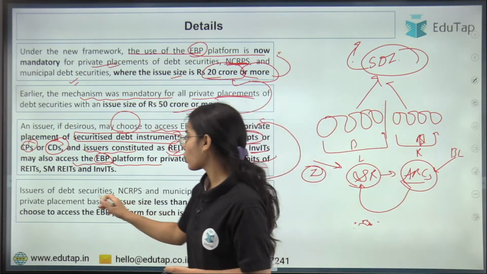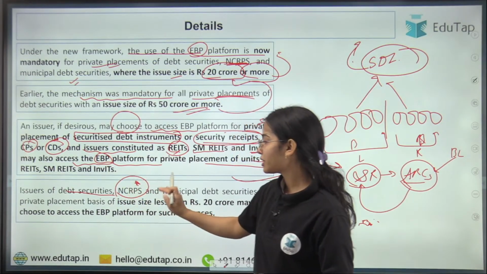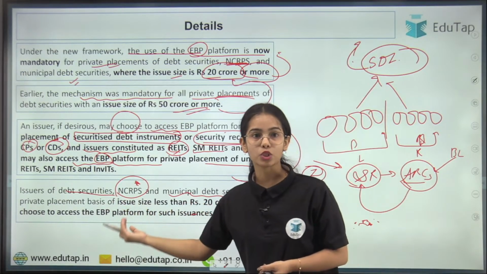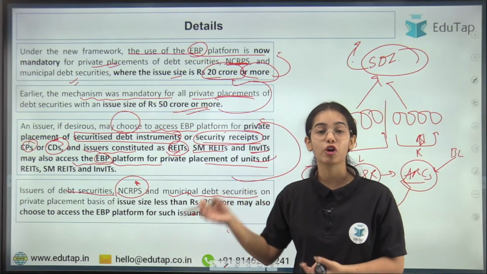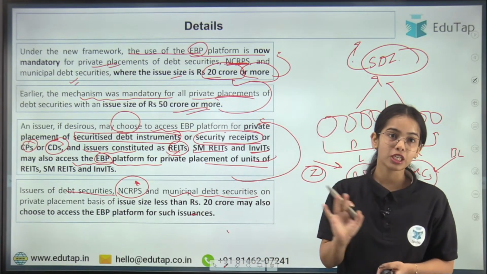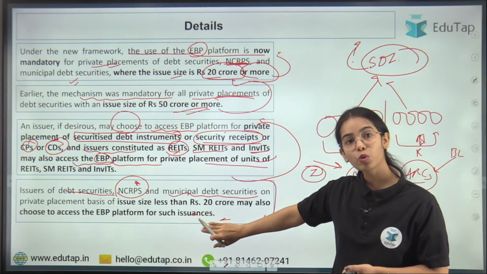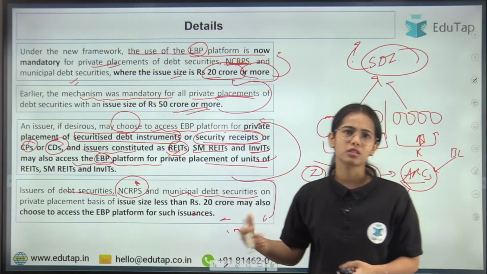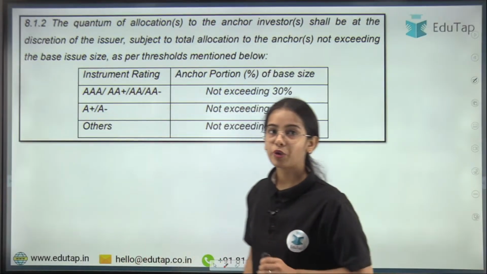Now, issuers of debt securities, issuers of non-convertible redeemable preference shares and the municipal debt securities on the private placement basis of an issue size less than 20 crore, they can also be placed through the EBP platform if the issuer wants, okay. But for 20 crores and more than 20 crores, it is compulsory. But for less than 20 crores, it is as per the choice of the issuer. Now coming to the next point, that the quantum.